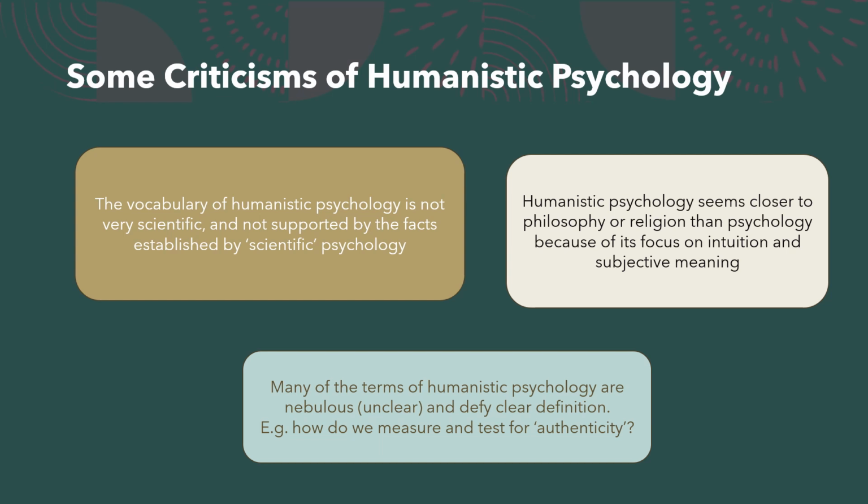So the thrust of these objections is: is it really a science, or is it a kind of philosophy, or even a religion? And many of the terms of humanistic psychology are nebulous or unclear and defy clear and easy definition. So how do we measure and test for authenticity, for example? So as we can see, these are all similar objections. Humanist psychologists might respond that these terms, like authenticity, are appropriate for capturing something like the good or authentic human life. Using more scientific terms might make it impossible to express the ideas at stake.